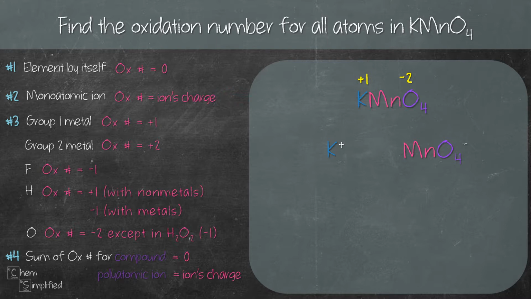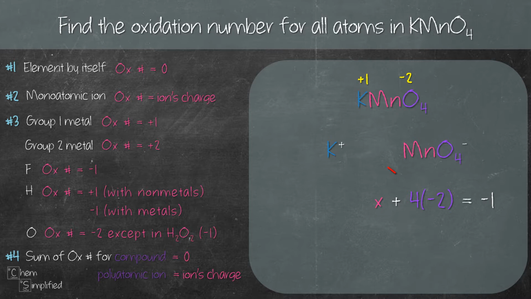Since K+ is a monoatomic ion, that means the oxidation number for K is going to be +1. Now we can move on to finding the oxidation number for Mn. We'll use rule 4, but now we'll use the bottom part, which is the sum of the oxidation numbers for a polyatomic ion equals the ion's charge. So our polyatomic ion in this case is MnO4-. So we set X to represent the oxidation number of Mn, plus 4 times -2, equals -1.